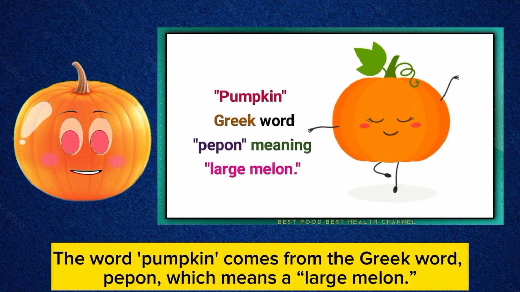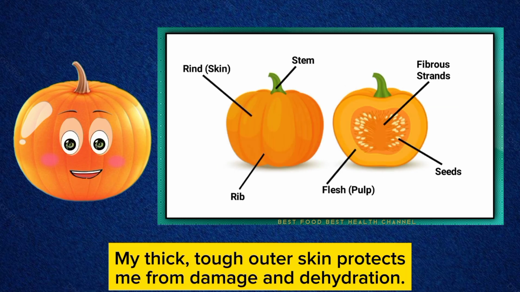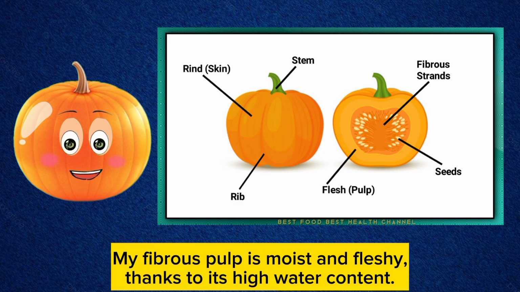The word pumpkin comes from the Greek word pepon, which means a large melon. My thick, tough outer skin protects me from damage and dehydration. Inside me, you'll find a cavity filled with pulp and seeds. My fibrous pulp is moist and fleshy, thanks to its high water content.